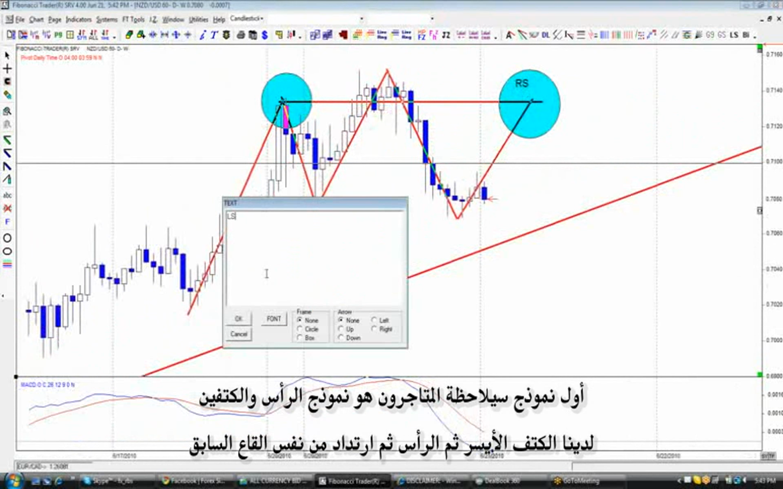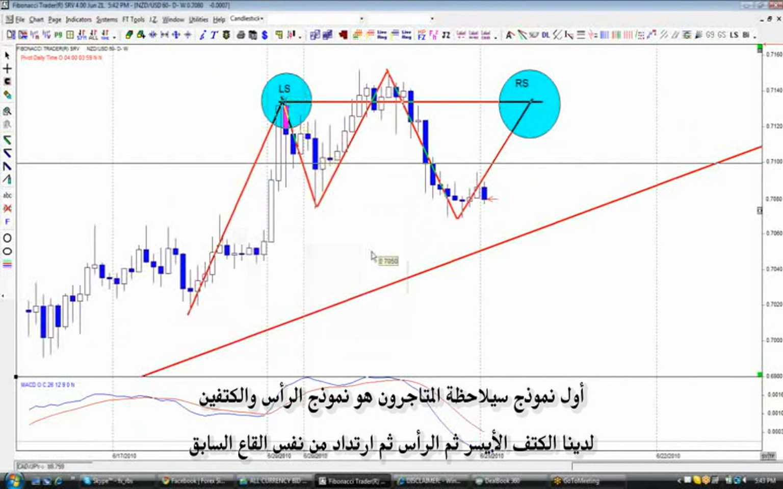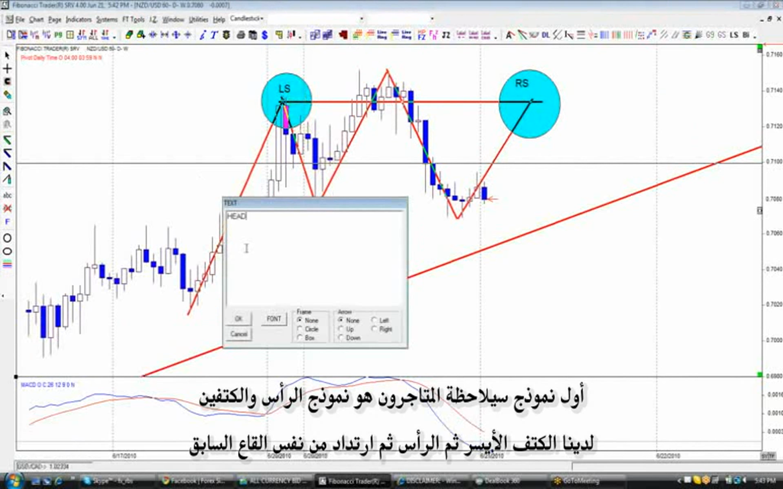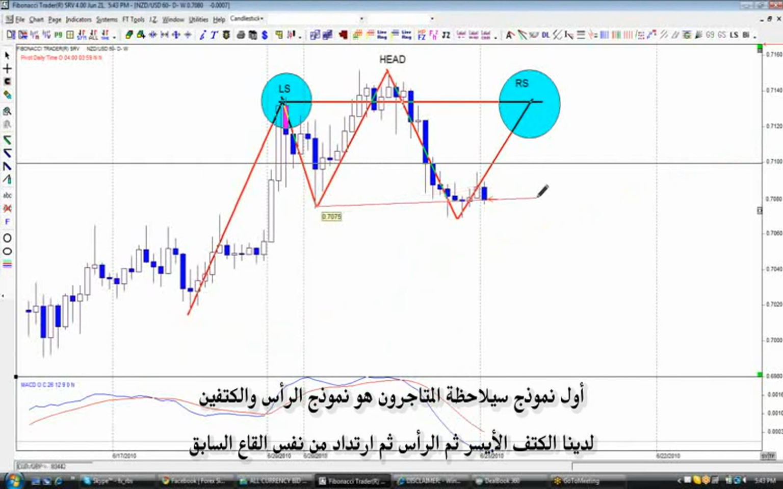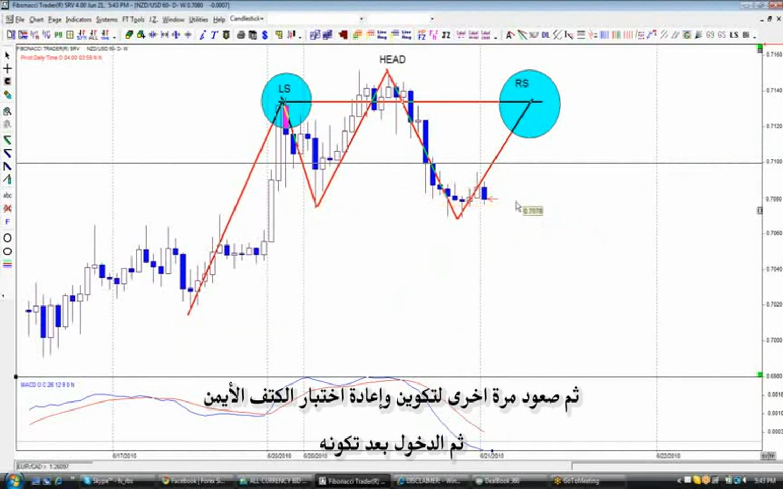We have the left shoulder, we have the head, price taking the previous low, eventually coming back to retest the right shoulder, and they use the right shoulder for their entry.